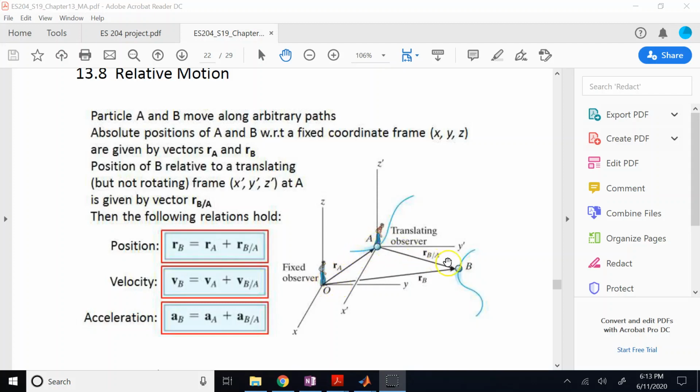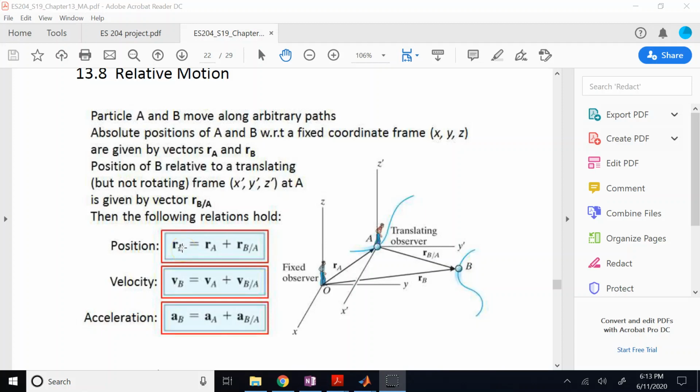Clearly, looking at the triangle formed here by these three position vectors, I can say that R_B is equal to R_A plus R of B with respect to A, right? That is the triangular method for adding two vectors. So this is quite clear. If I know the position of B with respect to A, and if I know the position of A with respect to me, I can find out the position of B with respect to me by just adding them together.